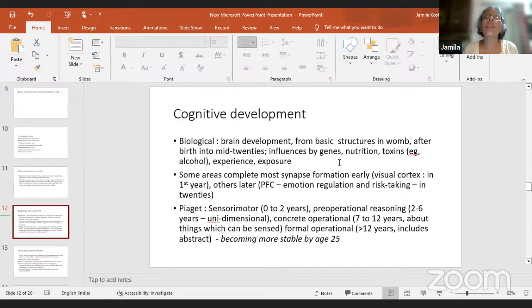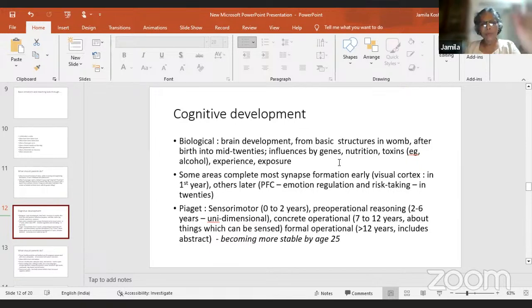The children don't get good food after birth, and because of this lack of nutrition, children can end up with very poor IQs. Their brain doesn't grow well enough for them to handle a lot of intellectual pursuits. Toxins such as alcohol can create problems for the brain. And then experience and exposure. The more you experience and the more you are exposed to, the more your brain forms synapses and connections, which helps the brain to develop.